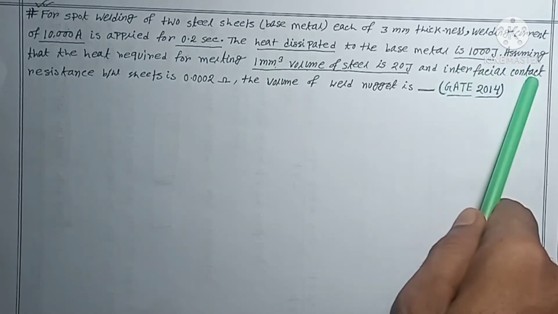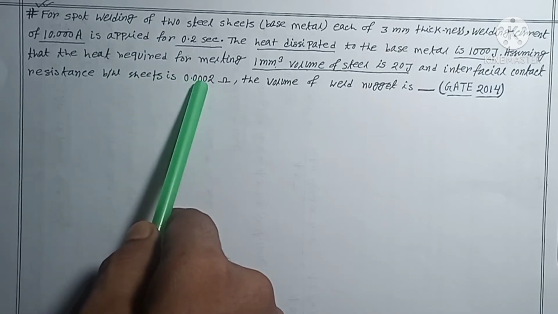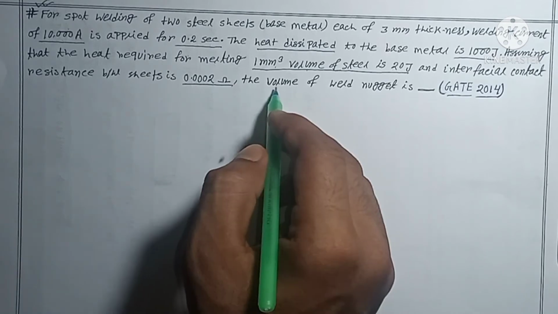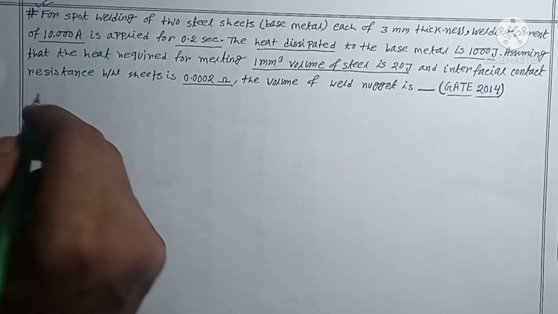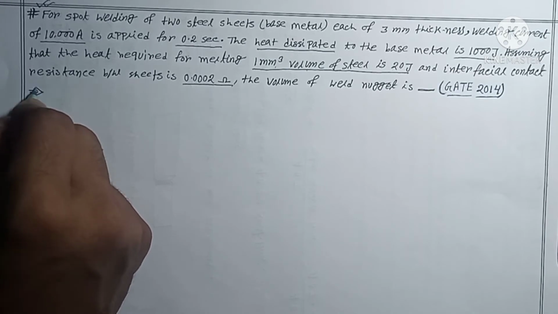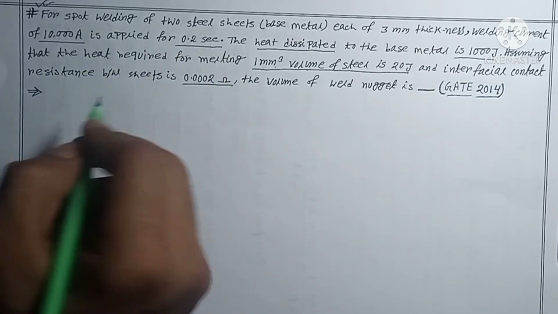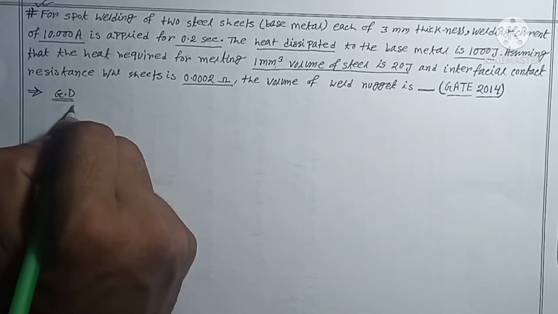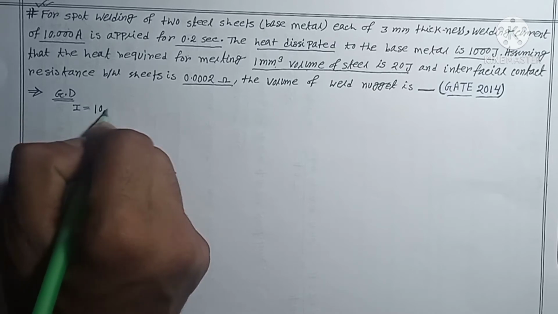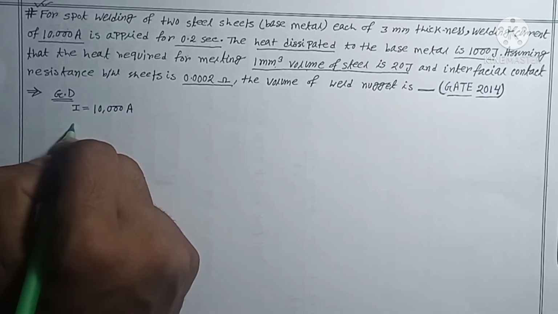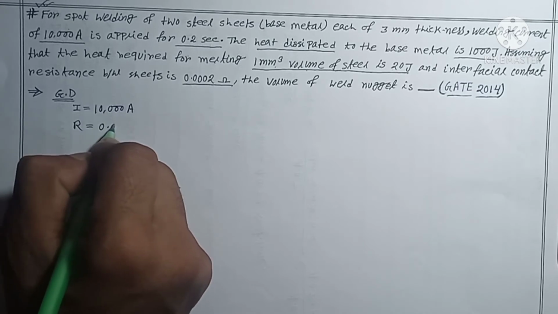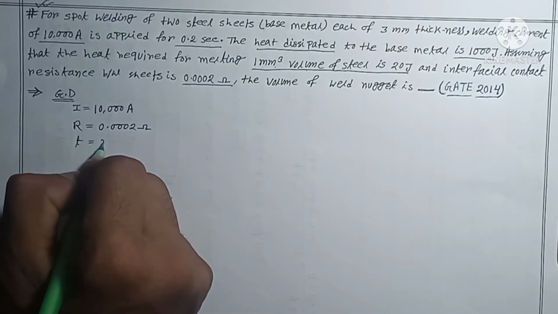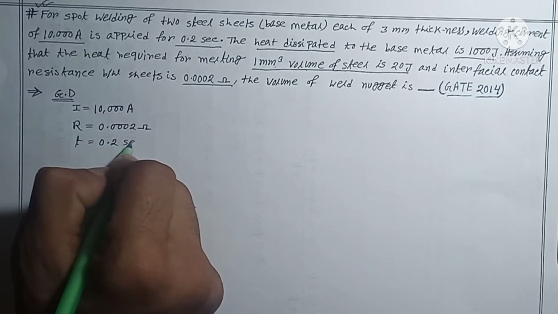Next, the interfacial contact resistance between sheets is 0.0002 ohm. Now we have to find out the volume of weld nugget. First of all, read the question carefully and write all the given data. Given data: first, current is provided to you, 10,000 ampere. Resistance is provided 0.0002 ohm. Time is provided 0.2 second.